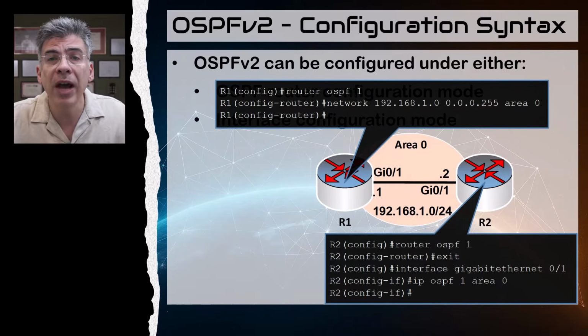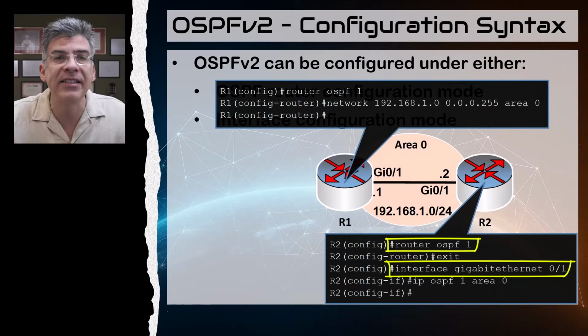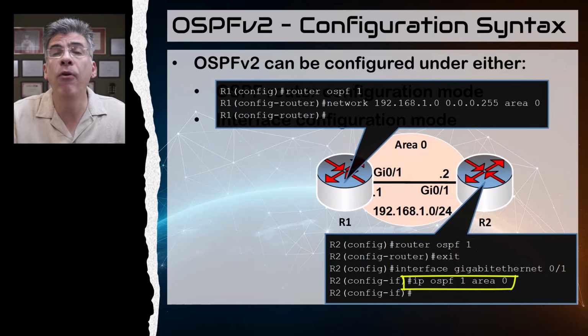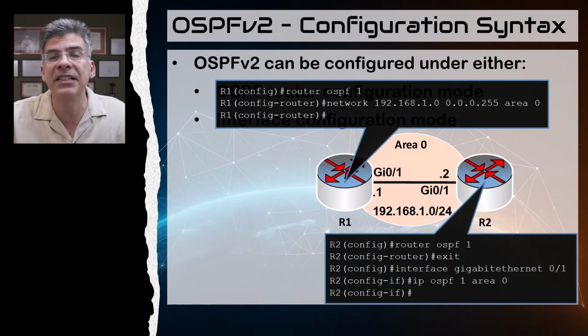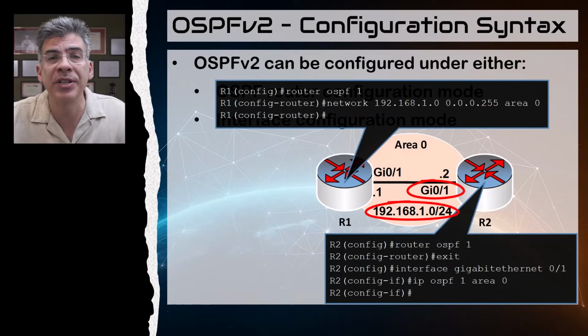On R2, however, you can see that we've enabled the OSPF process here, and then we go into the interface and enable OSPF for Area 0. This is simply another way to configure exactly the same thing. It's a bit more intuitive because we're applying it at the interface level, essentially saying, I want this interface and its configured network to participate in OSPF. But it has exactly the same result as the configuration on R1.